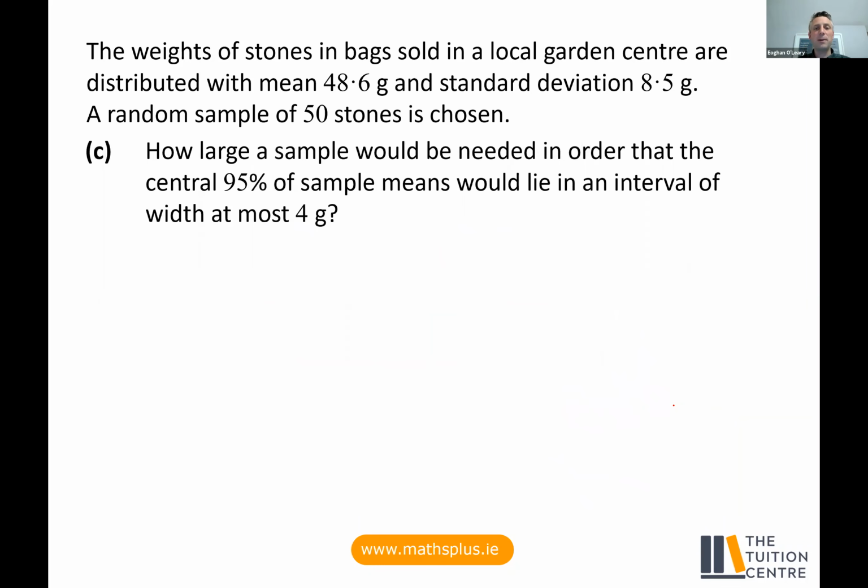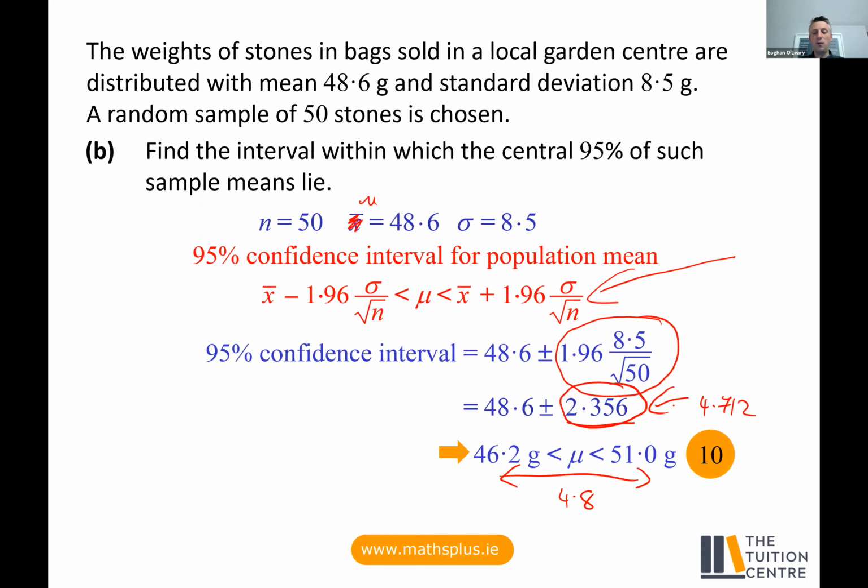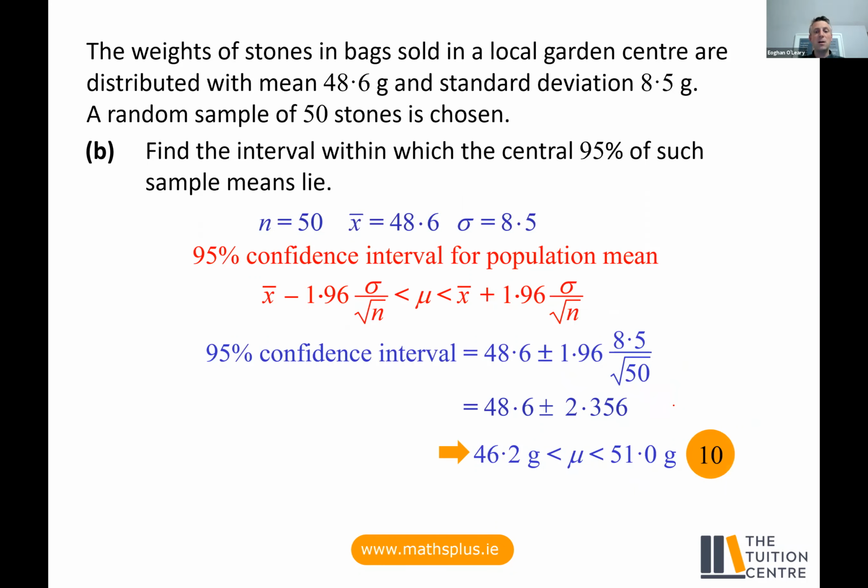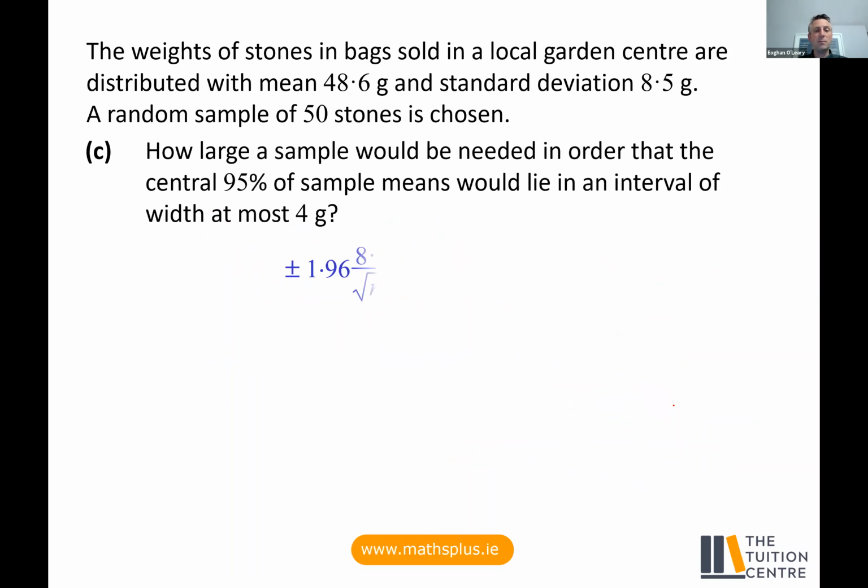How large would a sample need to be in order that the central 95% of the sample means would lie in an interval of a width at most 4 grams? So here it was 4.712 grams. We want it to be 4 grams. So in this case, this number here is going to be 2 because that's the number that's going to get doubled. We're going to be taking the plus of it and the minus of it. So again, this is my standard error of the mean. I multiplied by 1.96 to correspond with the 95% of all sample means.